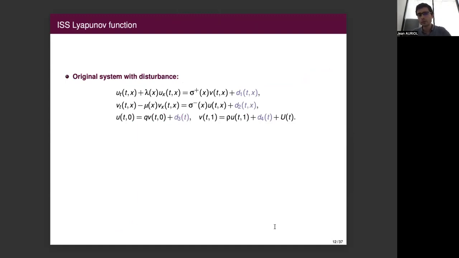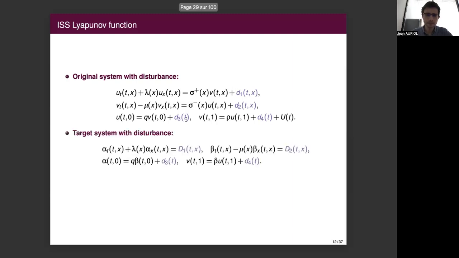Now, what if we have disturbances? Let's say you have some in-domain disturbances, D1, D2, and boundary disturbances at each boundary. I don't really bother about the regularity condition here, just to give some insights. You can still perform the backstepping transformation, and basically you will get the same kind of target system, except that the disturbances may have been modified due to the backstepping transform. So big D1 may be a combination of small D1, small D2, and D3, for instance, using the backstepping transformation.